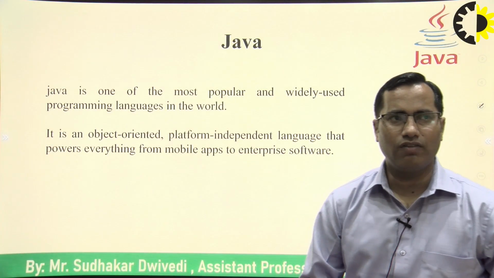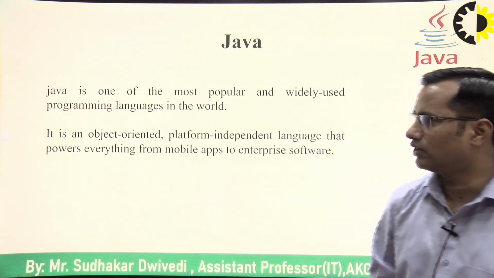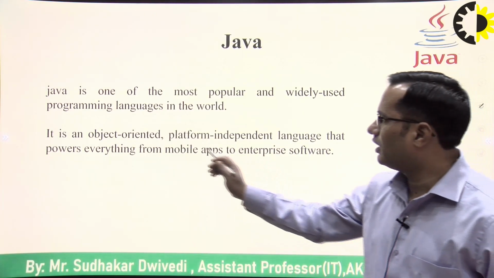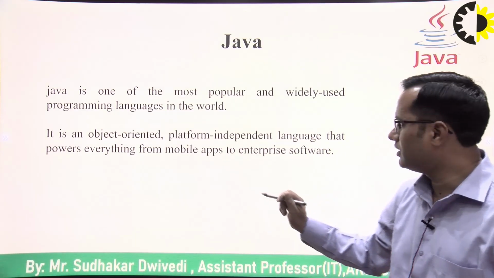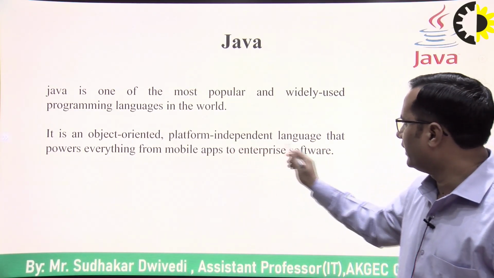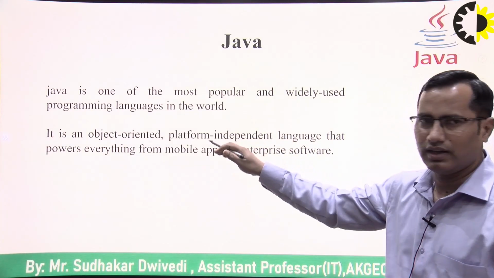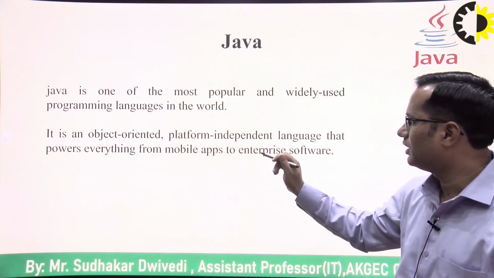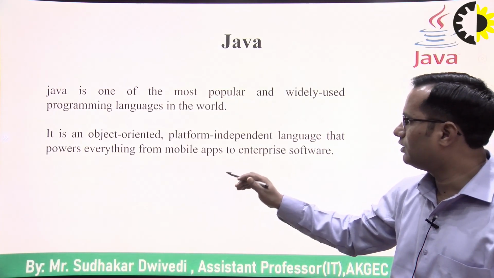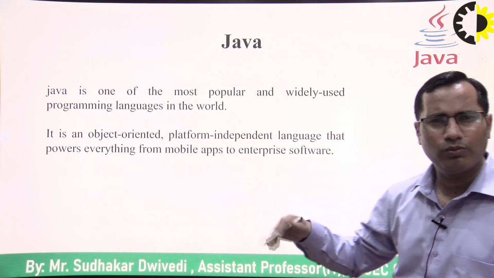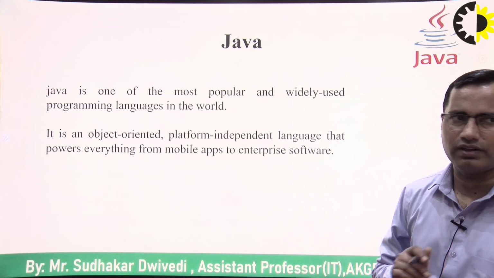As we can see, Java is one of the most popular and widely used programming languages in the world. And it is an object-oriented programming language. What is an object-oriented programming language? We will discuss it. It is a platform-independent language. These features, platform independence and object-oriented features, make it so powerful that it can be used in almost all types of application development, from mobile apps to enterprise software.